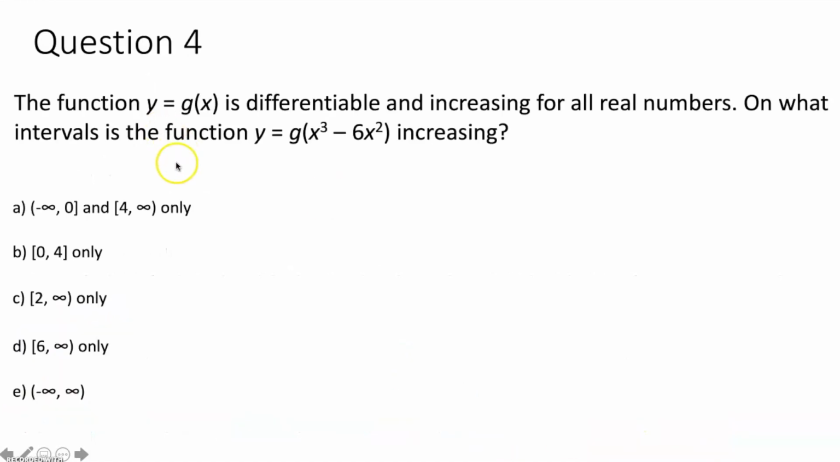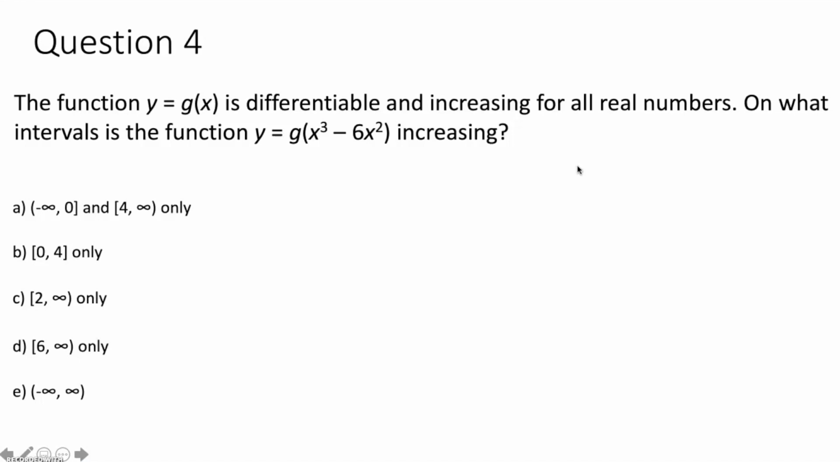Now question 4 says the function y is equal to g of x is differentiable and increasing for all real numbers. On what intervals is the function y is equal to g of x cubed minus 6x squared increasing? So to figure out the intervals where a function is increasing, we have to make a sign chart. And since it's just wanting you to figure out the intervals where a function is increasing, it just has to be the first derivative sign chart. We don't have to worry about the second derivative sign chart because it doesn't say anything about concave upward or concave downward.